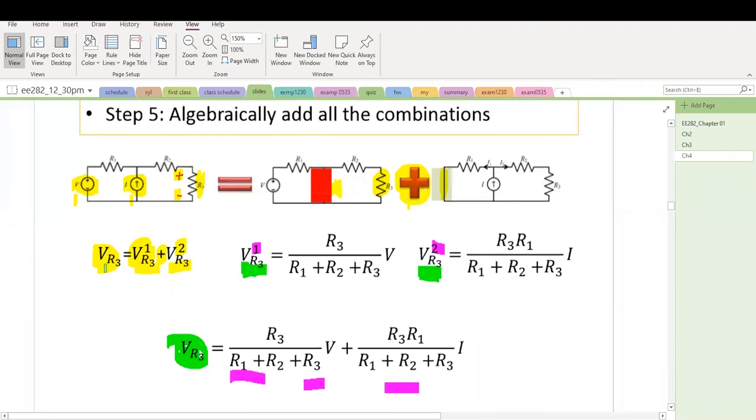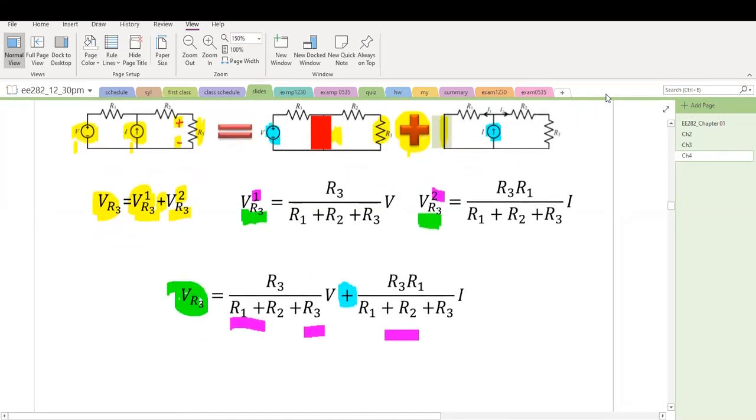The final result: the voltage VR3 contains two parts. The first part is VR31, with the voltage source acting alone. The second part is VR32, where the current source is acting alone. So we obtain VR31 and VR32. We sum them up algebraically. Whatever the values are, we sum them up. This is VR3 using the superposition theorem.